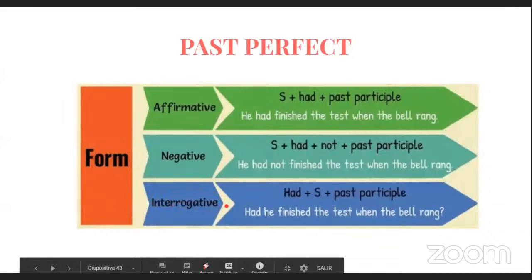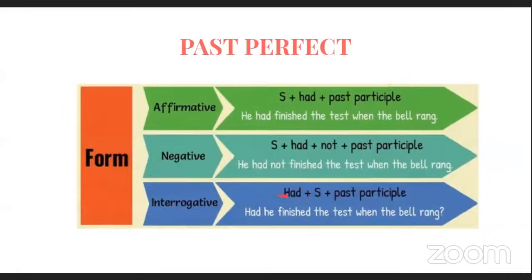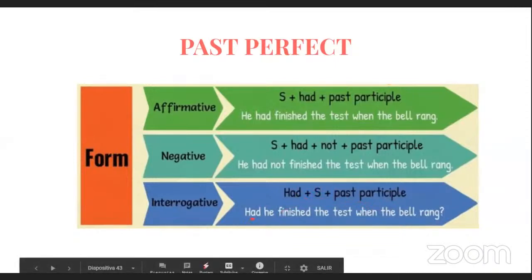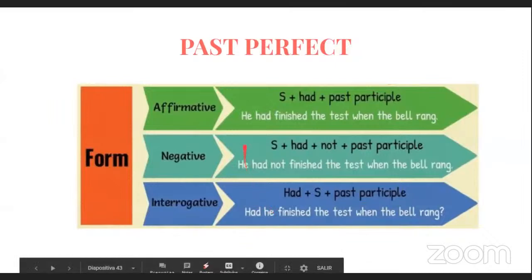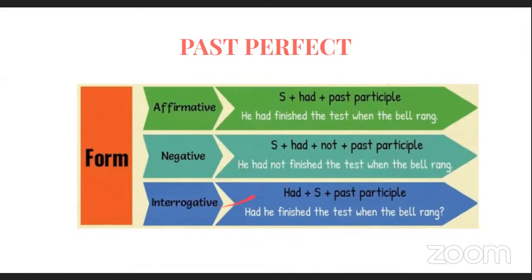Interrogative or question. The auxiliary always goes before the subject, as in all the grammar tenses, and of course the past participle after the subject. Had he finished the test when the bell rang? Yes, he had. No, he hadn't. Those are the two possible answers. So this is the grammar structure: affirmative, negative, and question. Okay, don't forget had and the past participle.